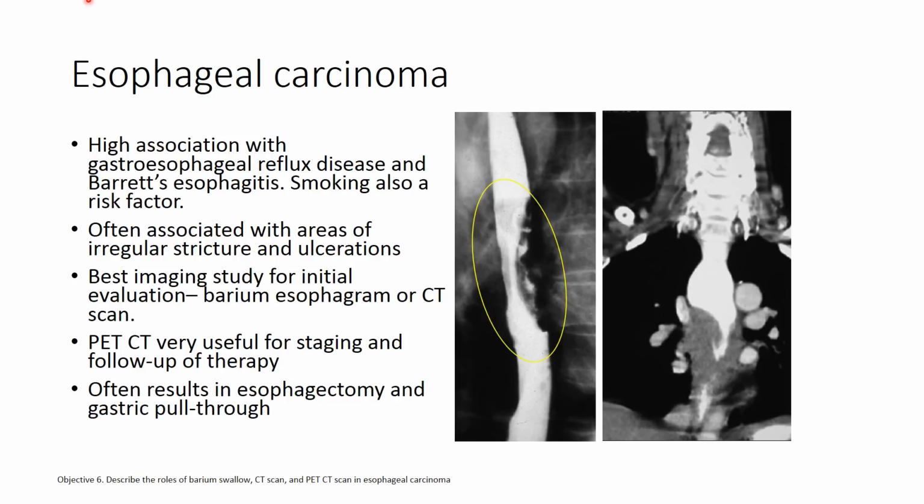On CT scan, when we do transverse images, we may just see thickening of the esophageal walls, and sometimes it can be very difficult to evaluate on CT scan because it can be difficult to tell whether this thickening is just because the esophagus is non-distended or whether there's a mass infiltrating the walls.